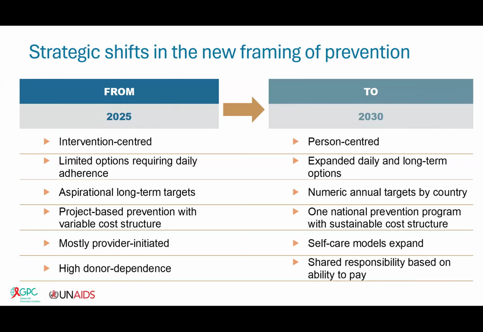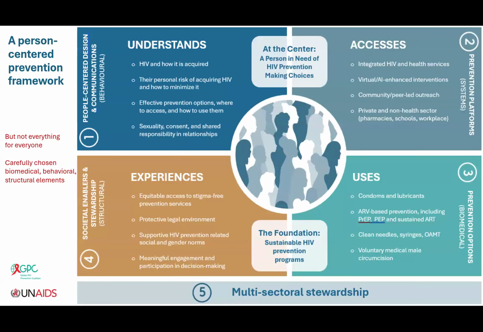We have a proposition to move from a project-based prevention approach to one national prevention program approach with sustainable, more standardized costs, from a mostly provider-initiated to a self-care model, and from donor-dependent, which of course applies to varying degrees in your region, to a domestically owned and shared responsibility-based approach. The new framework has an underlying person-centered approach with those 4 dimensions: communications and behavioral, so more the demand side of prevention, access, platforms, and for all of those dimensions, a systematic approach, so systematically designing access platforms, addressing structural barriers, and then, of course, an optimal mix of prevention options for the specific population.